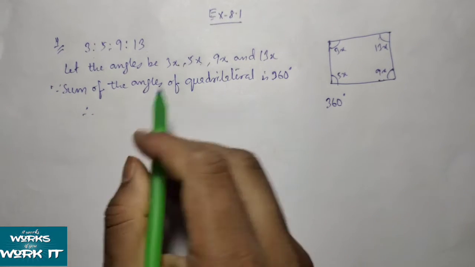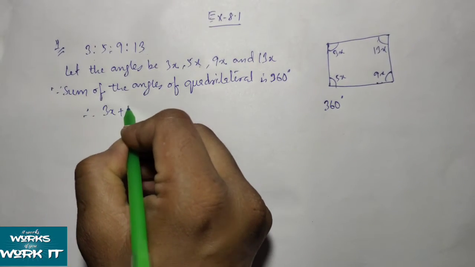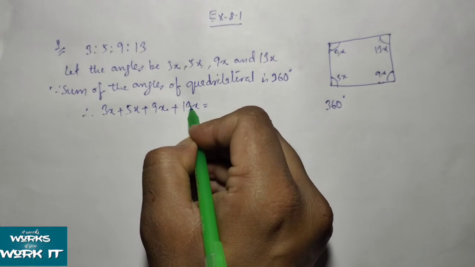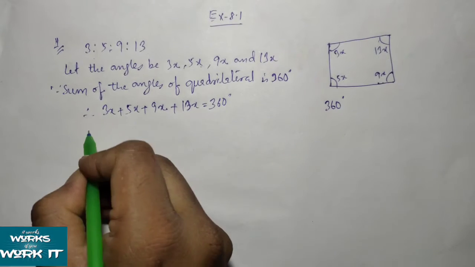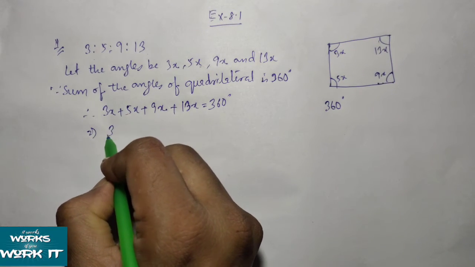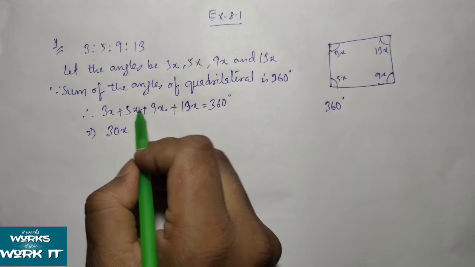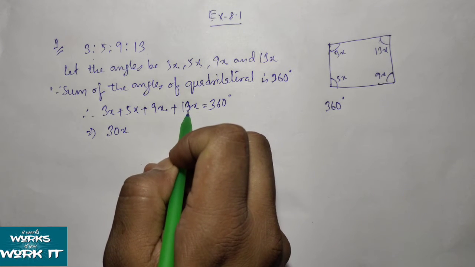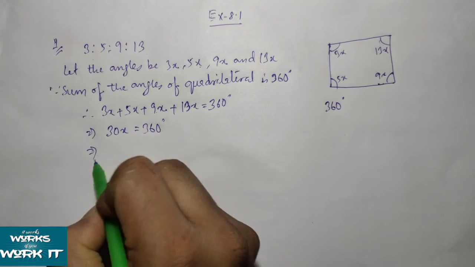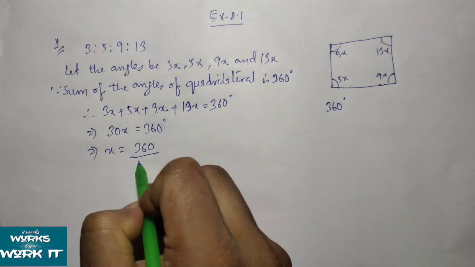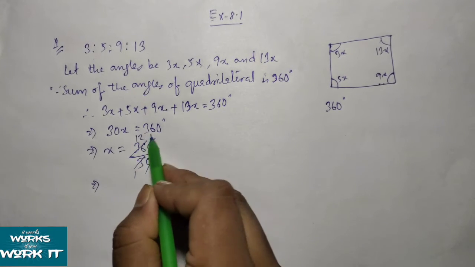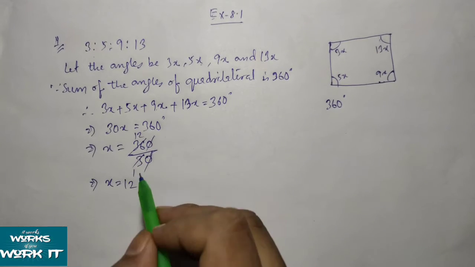what are the angles we have of a quadrilateral? 3x, 5x, 9x and 13x. So we will add all the angles and we will be getting 360 degree. After adding all these components, how much will we get? 30x. 3 plus 5 is 8, 8 plus 9 is 17, then 17 plus 13 is 30, so 30x equal to 360 degree. So x will be equal to 360 divided by 30. After cancelling, 3 1 3, 12. So we are getting x is equal to 12.